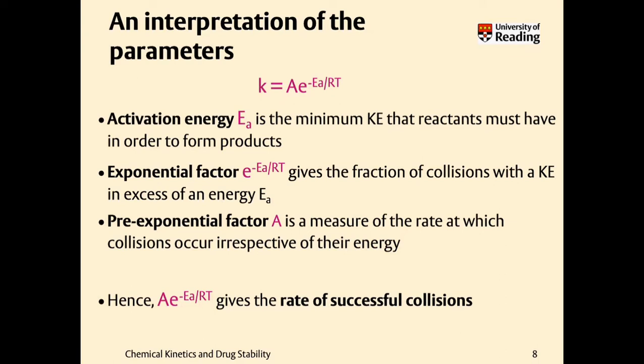That means the overall expression A e to the minus EA over RT, and e is the exponential, EXP. Some people use EXP instead of the little e there. So that term, A times e to the minus EA over RT, actually tells us the rate of successful collisions. Okay, so that is one way to interpret the meaning of the Arrhenius equation.